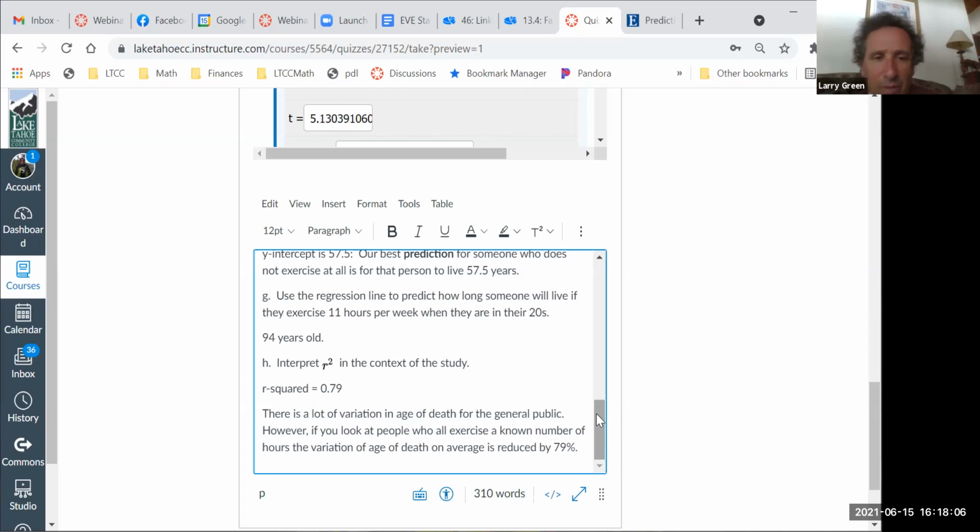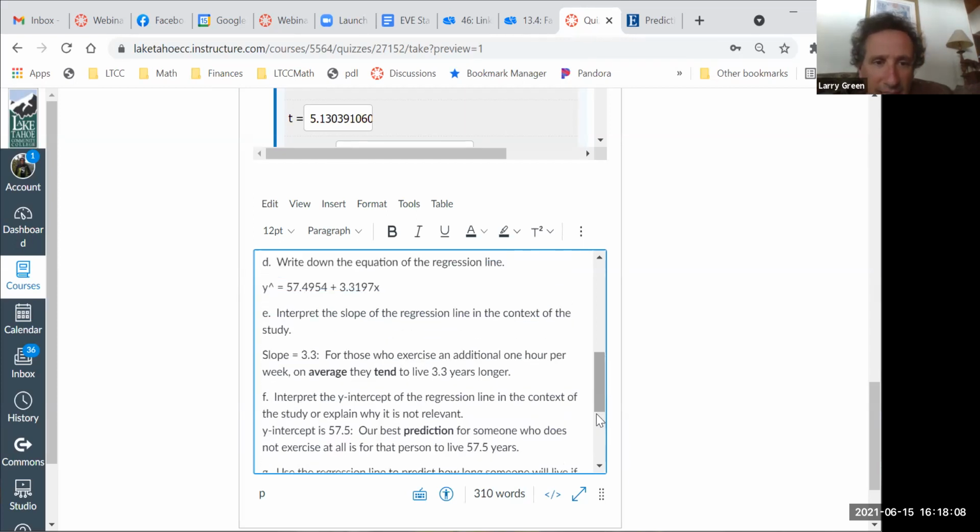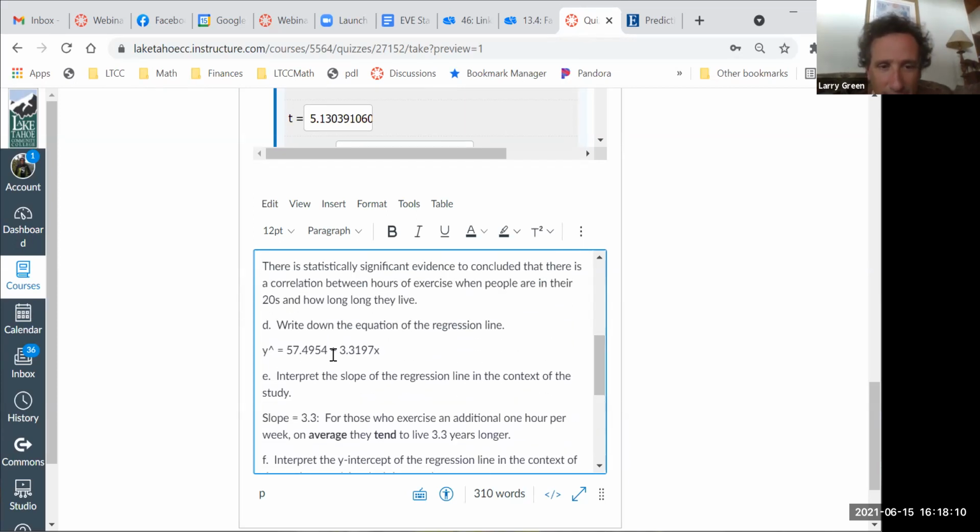In fact, the lifespan is increased on average by 3.3 years for every hour of exercise. Okay, that's the tendency of lifespan increase. So the slope tells you how much increase or decrease you have, on average. But the R squared tells you how much the variation is decreased. Does that make sense?